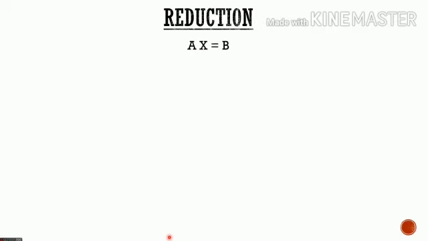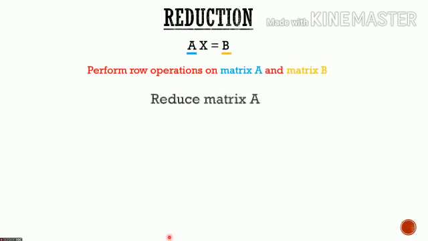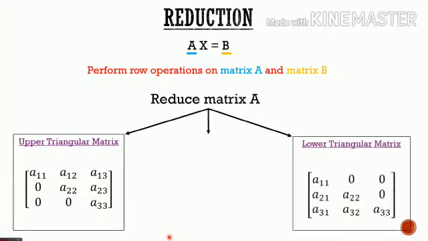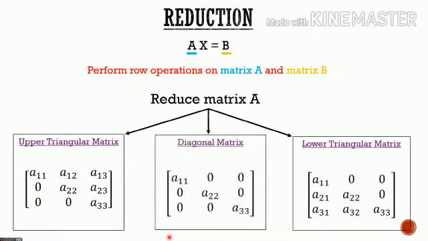Reduction method. Now we have Ax is equal to B. Perform row operations on matrix A and matrix B. Reduce matrix A to either upper triangular matrix or lower triangular matrix or diagonal matrix. This is just to make our calculations easy.